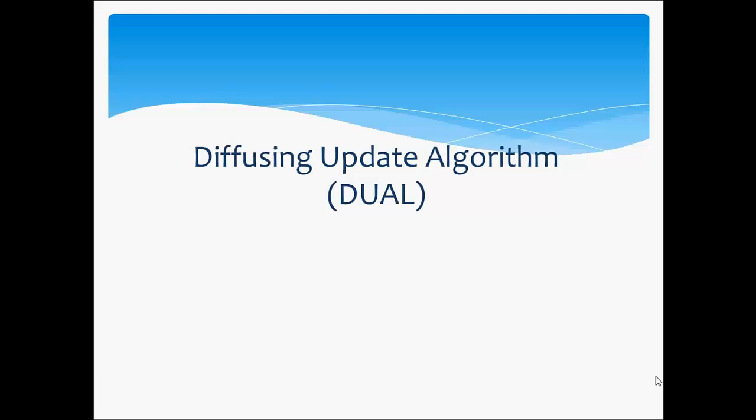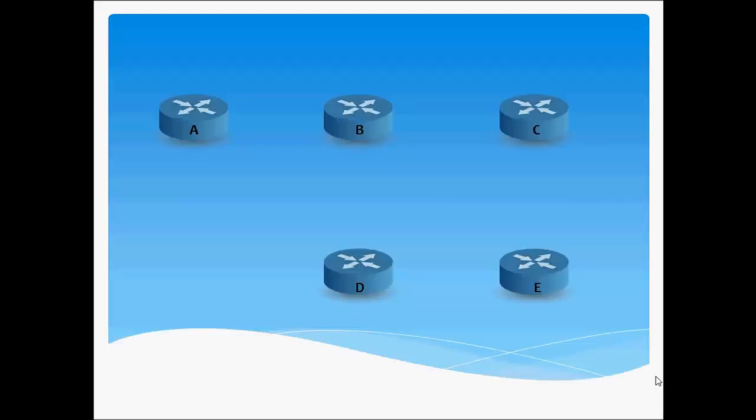Diffusing Update Algorithm, which we can also call DUAL. DUAL is the algorithm used by Cisco Enhanced Interior Gateway Routing Protocol (EIGRP) to ensure that a given route is recalculated globally whenever it might cause a routing loop. This is an example for the diffusing update algorithm.